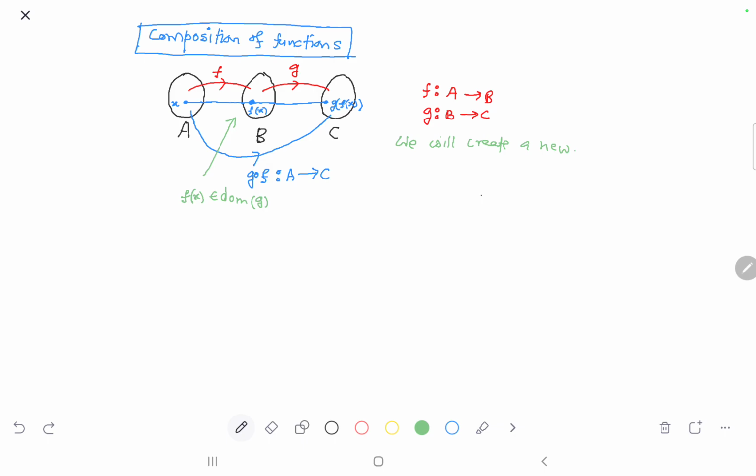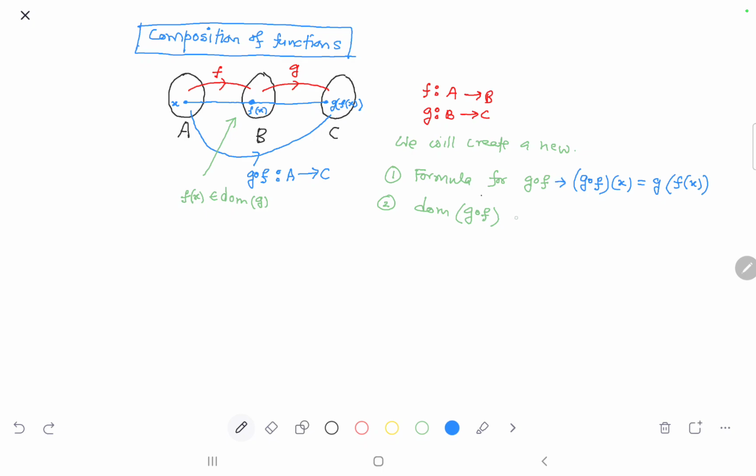So the main question here is to find the formula for G of F of x and the domain of G composition F. We write down the formula for G composition F, and we write down the domain for G composition F. The formula you can easily calculate: G of F applied to x is nothing but first we apply F on x, then we apply G on F of x.